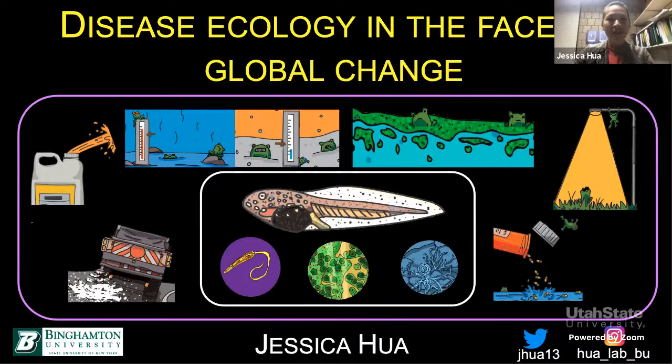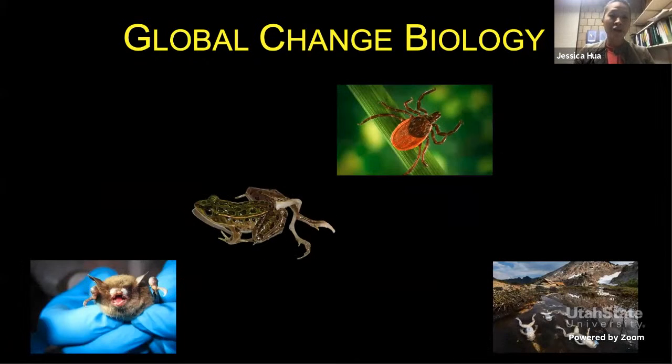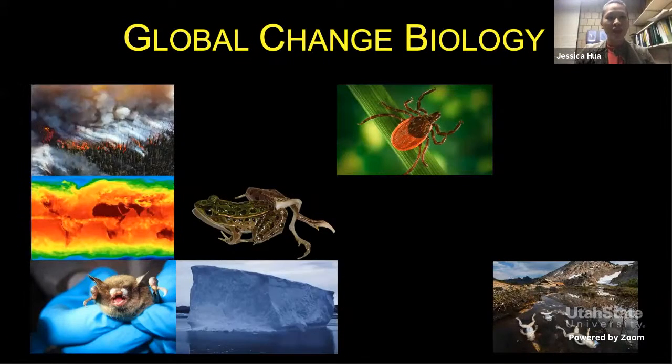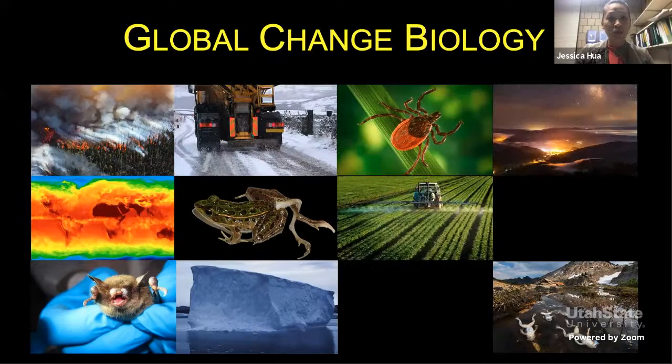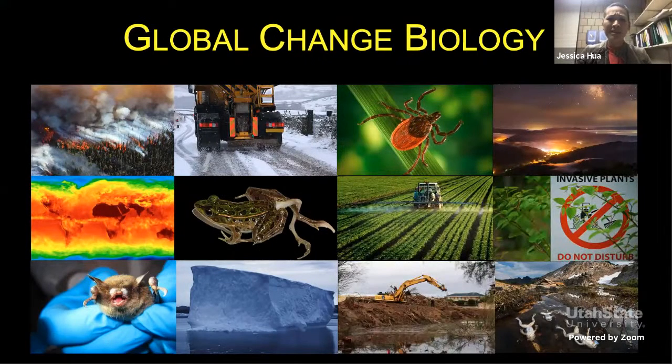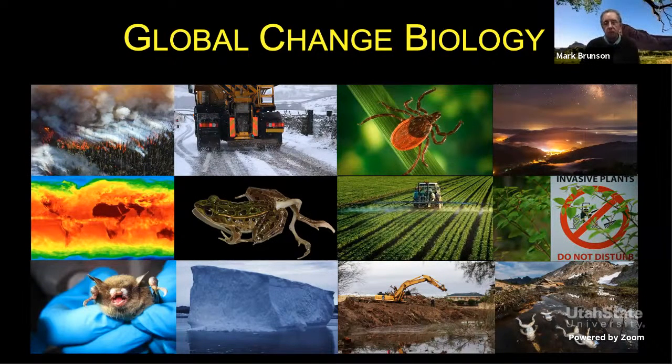So I'll start broadly by talking about global change biology. We all likely recognize that the world is rapidly changing in many different ways, from things like emerging infectious diseases to changing climate, pollutants in our environment, and also habitats are being lost and modified in unique ways. And so the field of global change biology has emerged as a way to help us to better understand how global change influences these natural ecosystems.